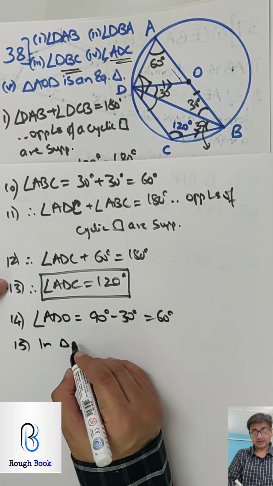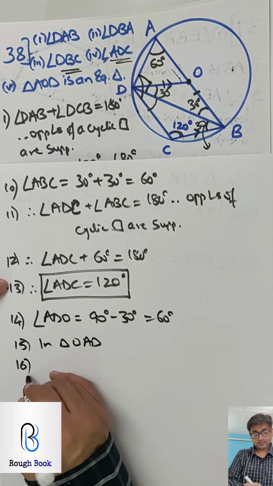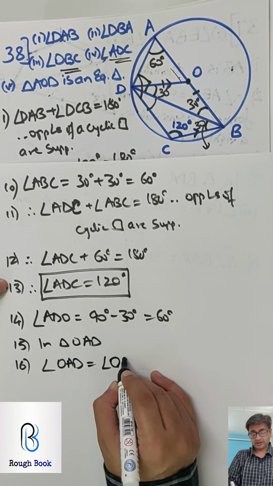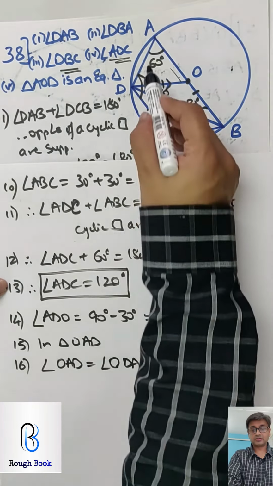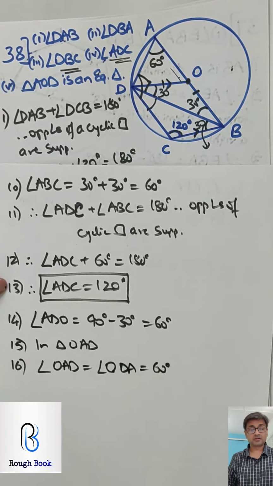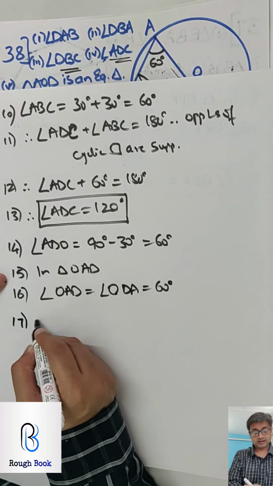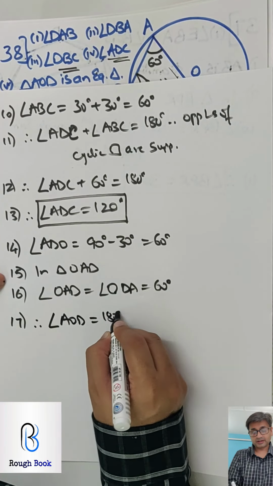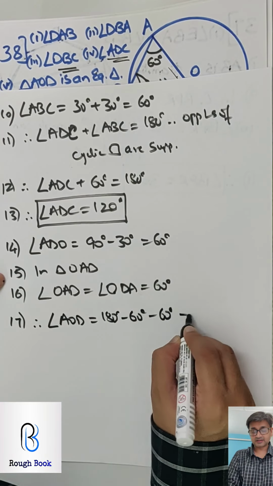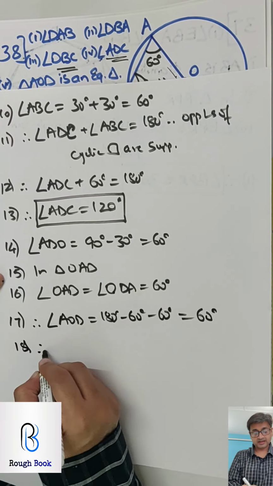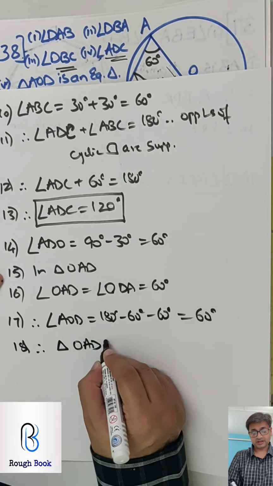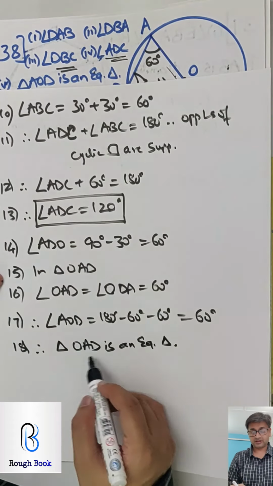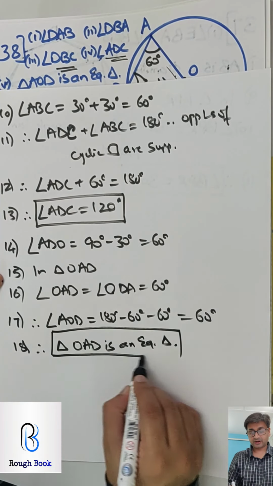Therefore, in triangle OAD, angle OAD equals ODA equals 60. So these two are 60. Automatically the third one is 60, it's understood. And therefore you can directly say angle AOD is 180 minus 120, so 60. Since all angles are 60, therefore triangle OAD is an equilateral triangle. OAD or AOD, whatever the name, write it in proper order and you get your last one.